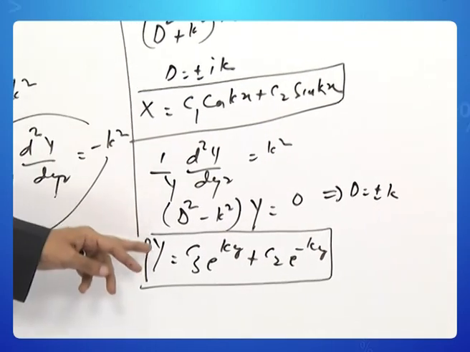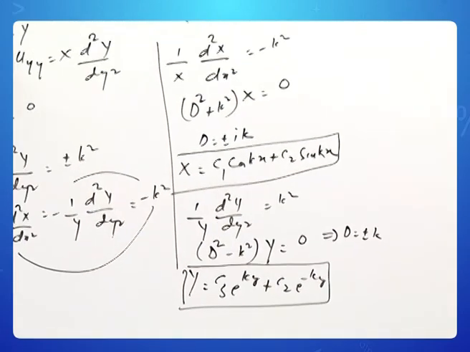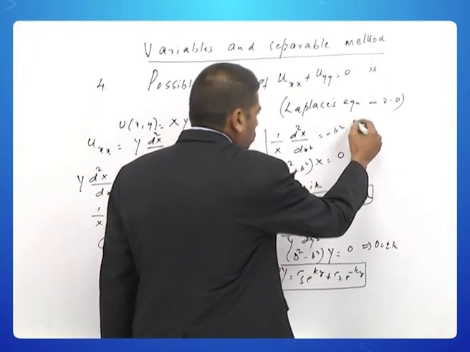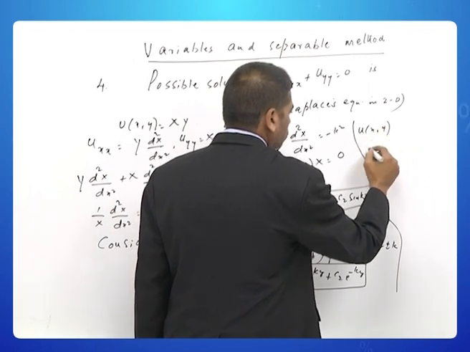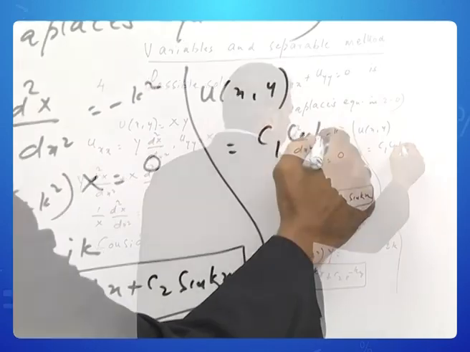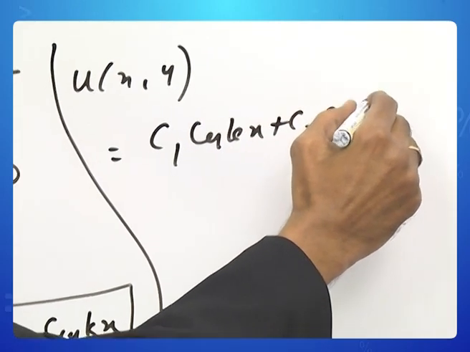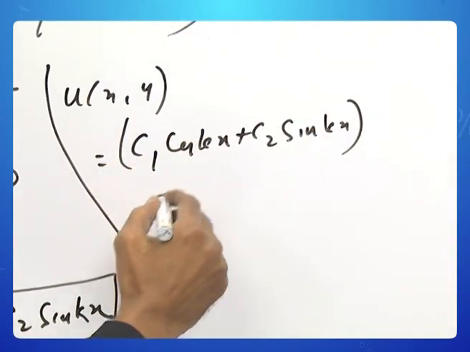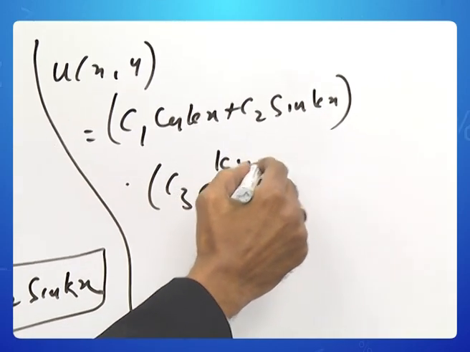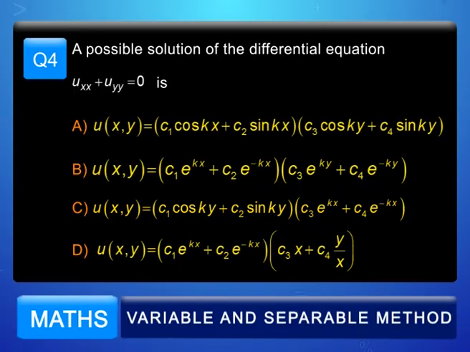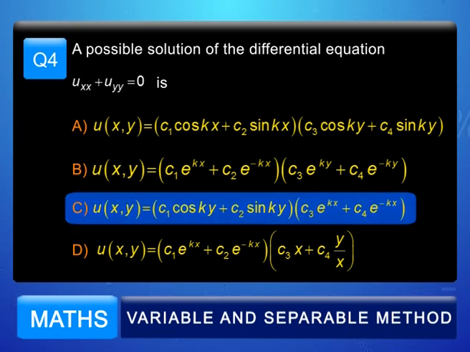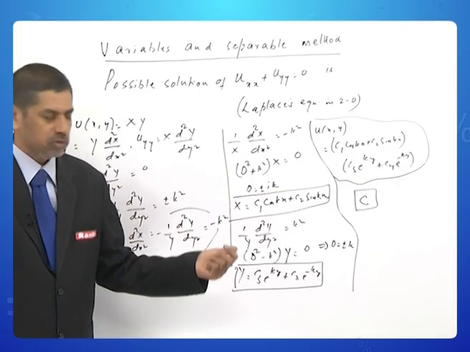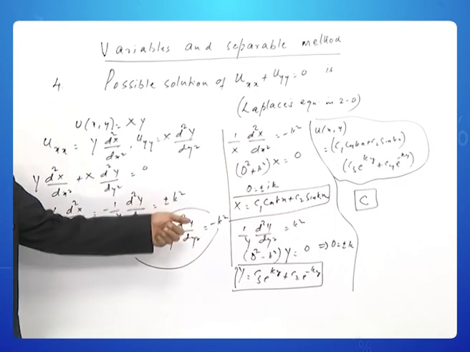Now, take this capital X, capital Y and substitute in the assumed solution. So, therefore, a possible solution will be u of x, y is equal to C1 cos kx plus C2 sin kx multiplied by C3 e power ky plus C4 e power minus ky. This corresponds to option C. As I told you, if this option is not found, change your approach, go to plus k square and then derive.